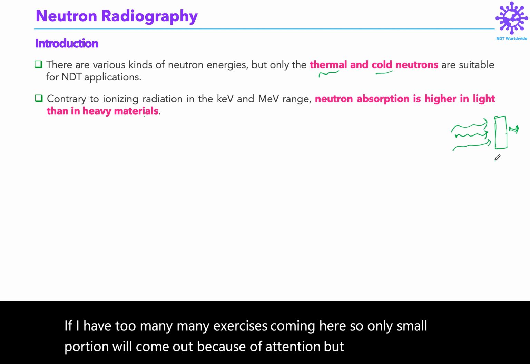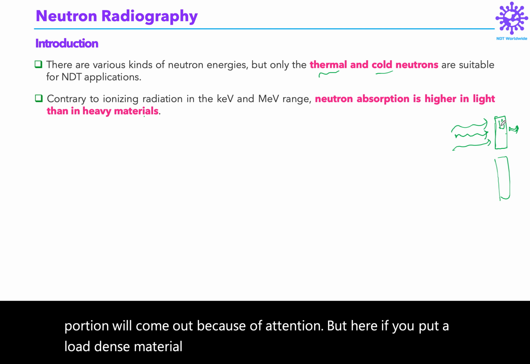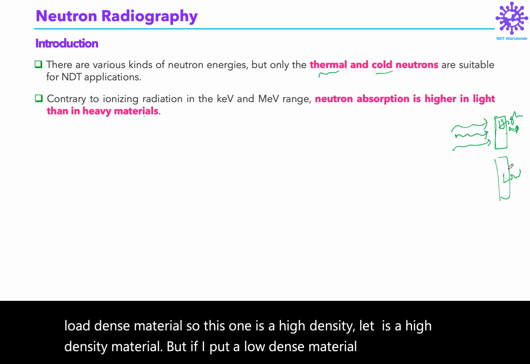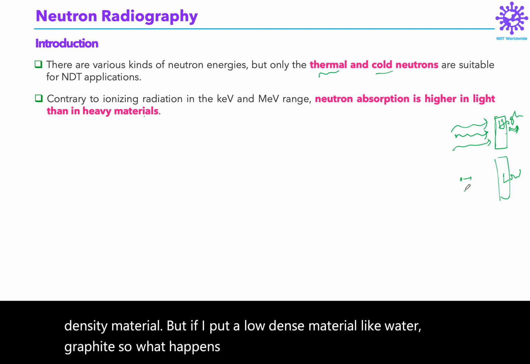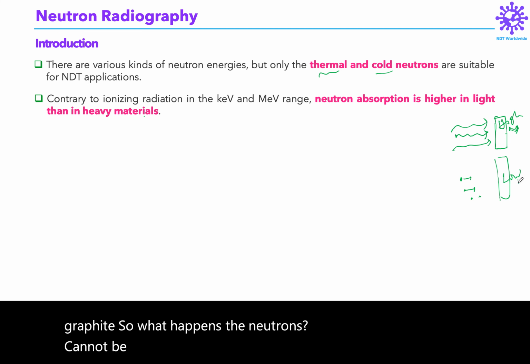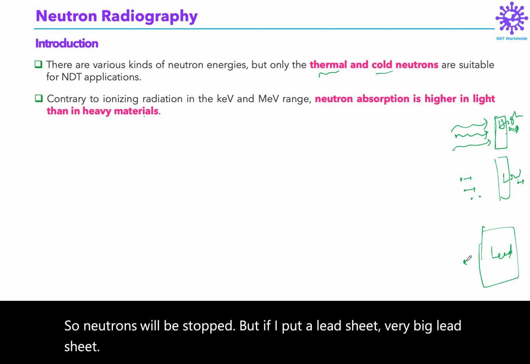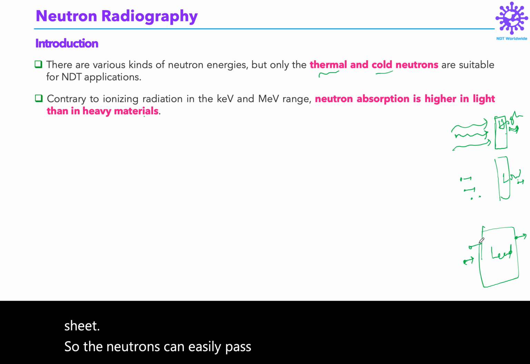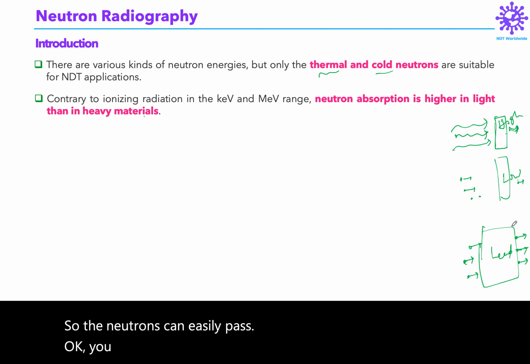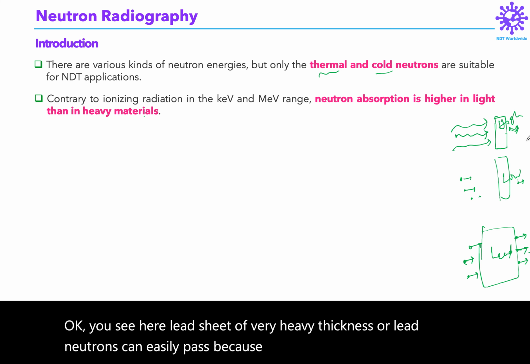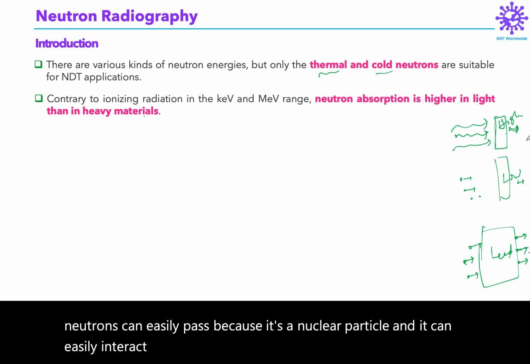But here, if you put a low dense material, since a lead sheet is a high density material, like water or graphite, what happens? The neutrons cannot penetrate through this. So neutrons will be stopped. But if I put a very big lead sheet, the neutrons can easily pass. You see here a lead sheet of very heavy thickness, but neutrons can easily pass because it's a nuclear particle and it can easily interact with high atomic elements.